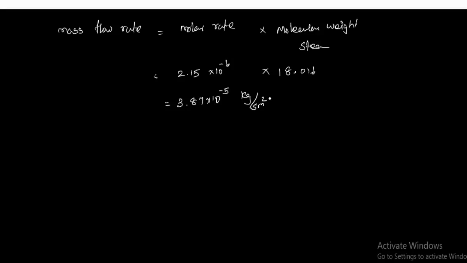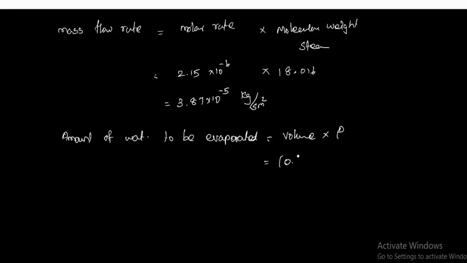In the problem you are not asked to find the mass flow rate. You are asked to find the amount of water to be evaporated and the time required to evaporate that amount of water. First, the amount of water to be evaporated is equal to volume into density rho. The volume is, the water is filled 20 mm, so 0.02 into 1 into density, which is 1000.